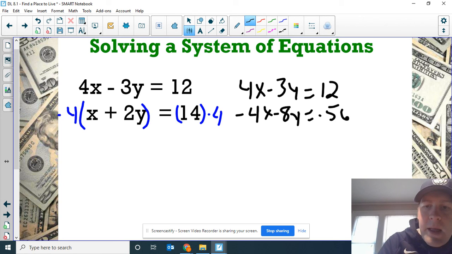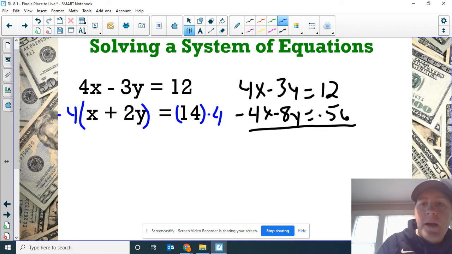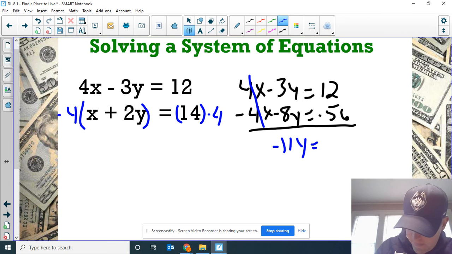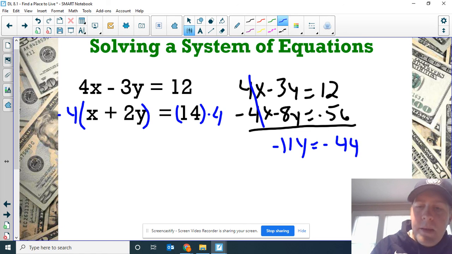Okay, I add the equations together. So then 4x minus 4x cancels out, that's 0. Negative 3y minus 8y is negative 11y. And 12 minus 56 is negative 44. Divide both sides by negative 11, and y is going to equal 4.